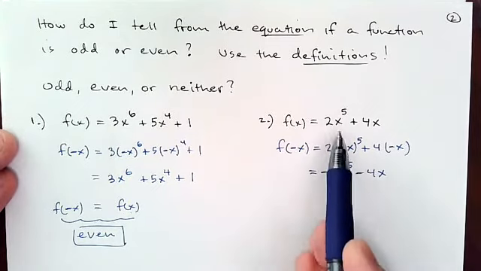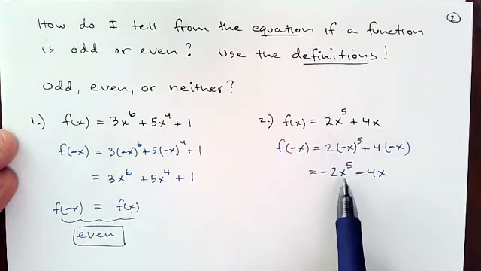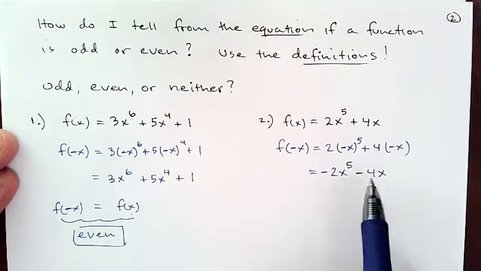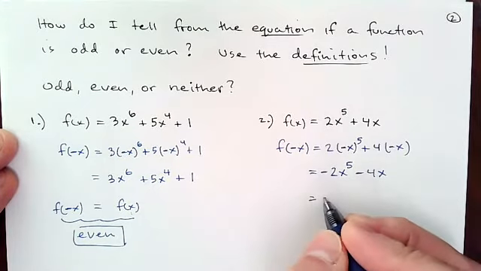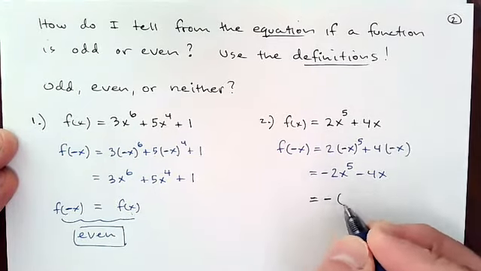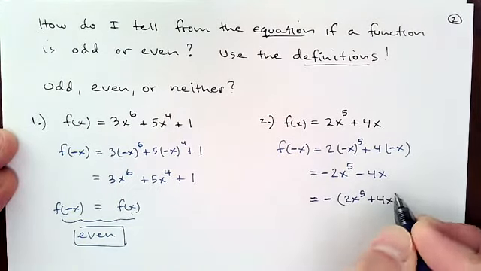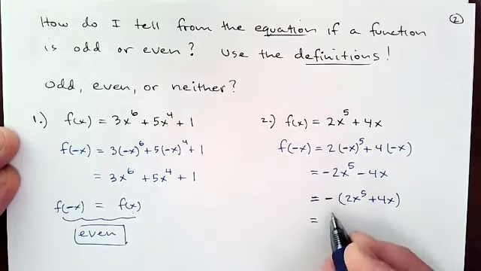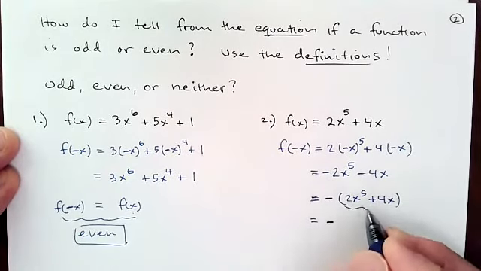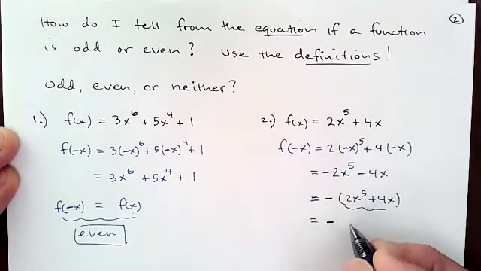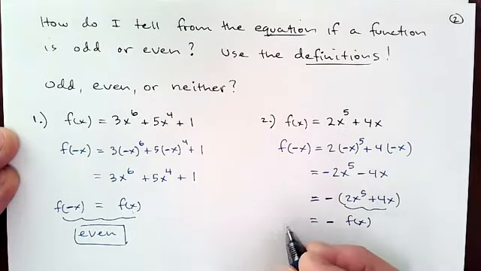So clearly, that's not the same thing we got. That's not f of x. So we know it's not an even function. If I factor out that negative, I get negative times 2x to the 5th plus 4x, and I can see that this is in fact negative. And what was this? That was my original function. This is negative f of positive x.